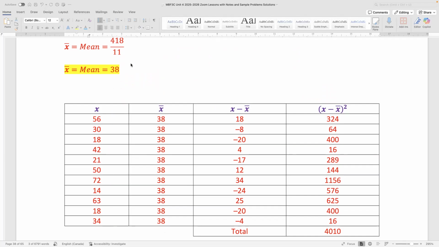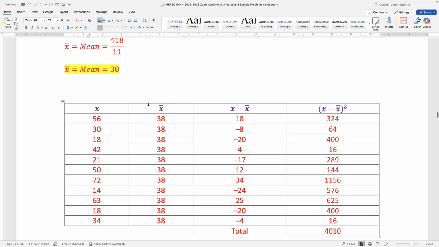So those numbers go in this column. The second column is easy. Once you find the mean, which is 38, you put 38 in every single row in that column, so 38 all the way down. Then X minus X bar, so take this number and subtract that number. So 56 minus 18 gives us this one. Then we take X minus X bar and square that number. 18 squared is 324, and so on.